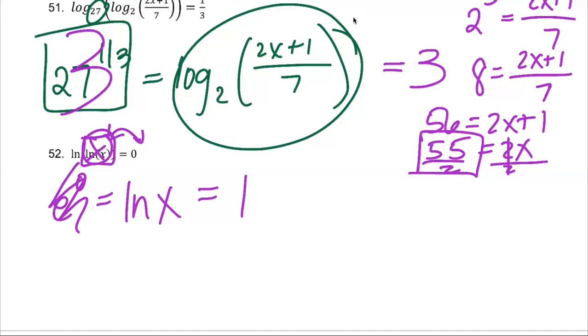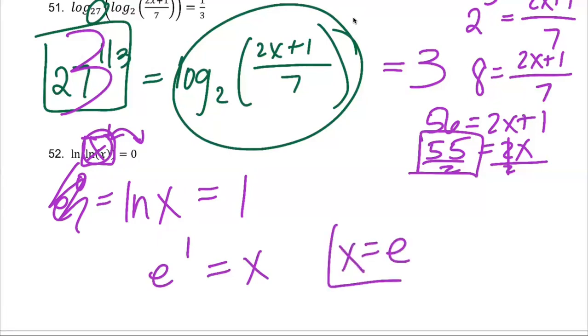Now I'm going to convert it one more time. So you could either look at this and just know that whenever this number and this base are equal to each other, that's going to equal 1. But if you don't just automatically look at this and say, oh, the answer is e, then you could convert it to exponential and solve it that way. So if I do this one more time, e to the first power equals x. So x equals e. And that would be my final answer.